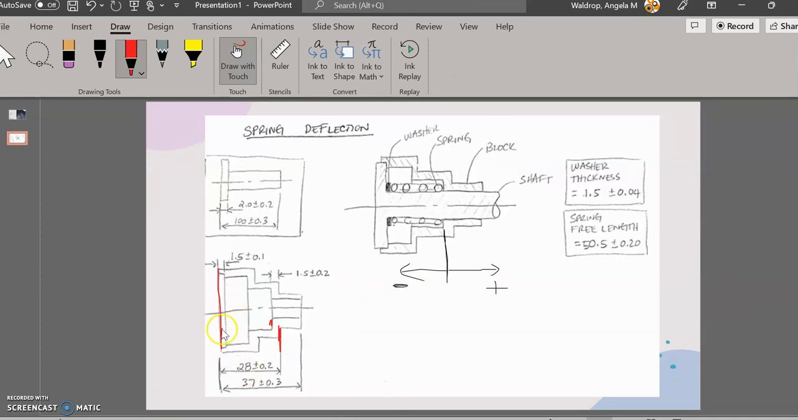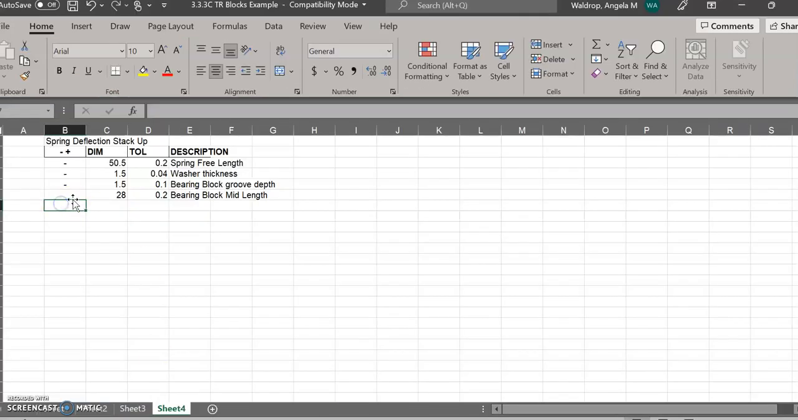Now finally, I'm going from here to there, so that means I'm moving in the positive direction. I'm going from the left to the right. So I can go ahead and make that a positive orientation. So that's where I'm going to put my plus sign here.